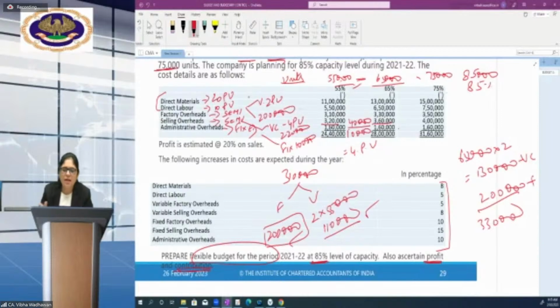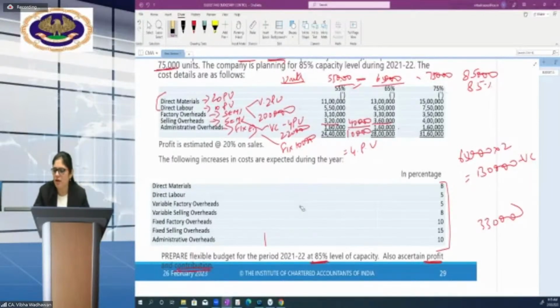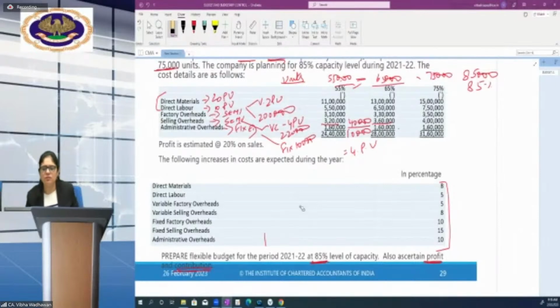All right. Rest now we will understand and we'll take the question forward, how we have to do it. Any questions, any doubts so far how we have split it? All right. Now, since we are ready with our variable proportion and the fixed proportion, now let us make the budget for the 85% capacity. Direct material, we are again starting with direct material, 20 per unit. So 20 per unit is direct material.